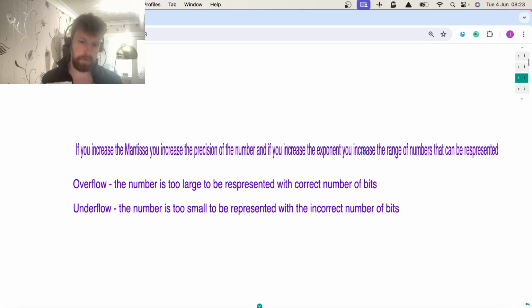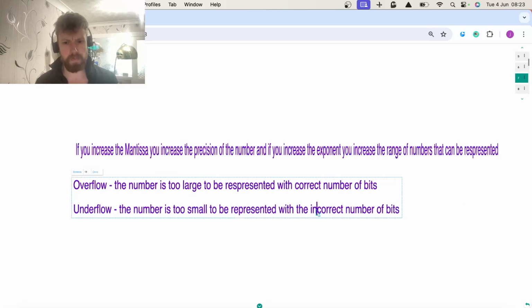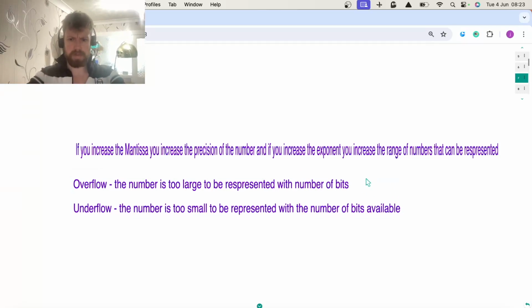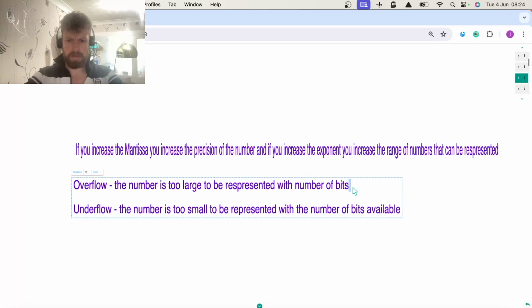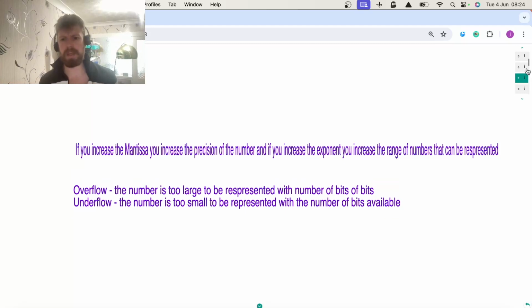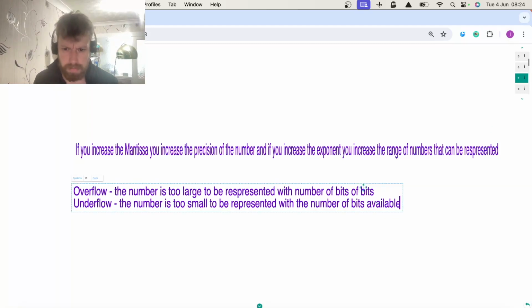With this, overflow can also happen, where the number is too large to be represented with the number of bits that you have available. Underflow is where it is too small to be represented with the number of bits available. I'm actually going to change that to say number of bits available. I'm just going to slightly change that one there for you, because I personally think that's a better sentence. Number of bits available. So there you go.